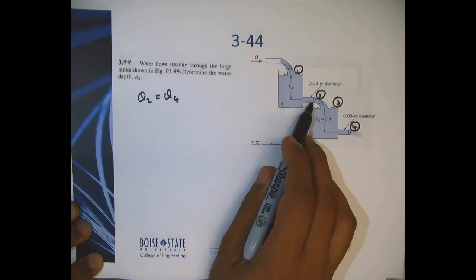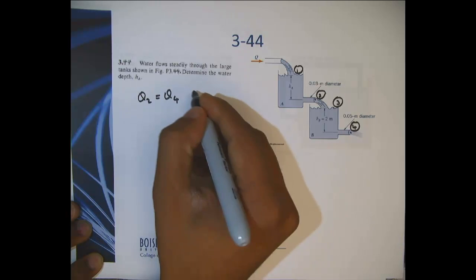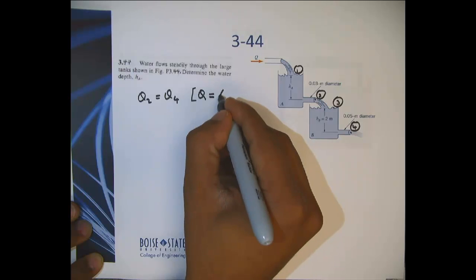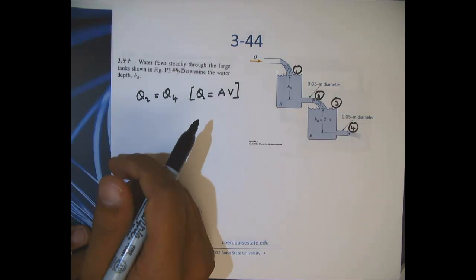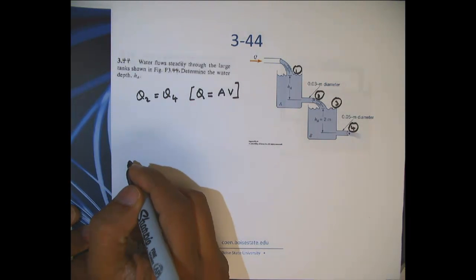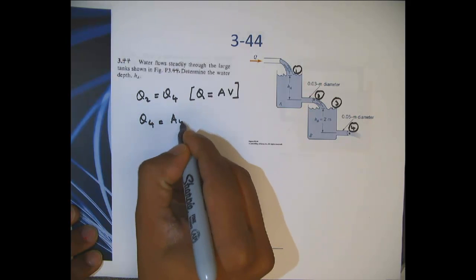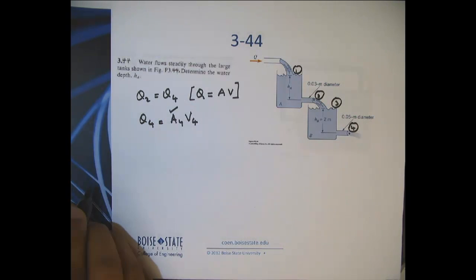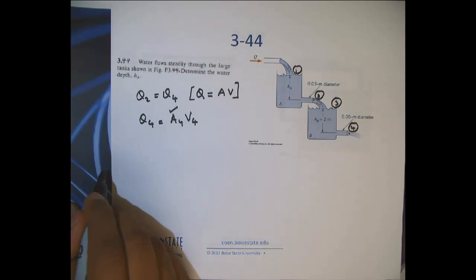Now you can see that Q2 will be equal to Q4. Whatever is coming in should be going out. And in general, the flow rate will be area times the velocity. So if I were to compute Q4, I can write this as A4 V4. I know I can determine A4 because I know the diameter of the pipe there, but I don't know V4, but this is where Bernoulli equation can help us.